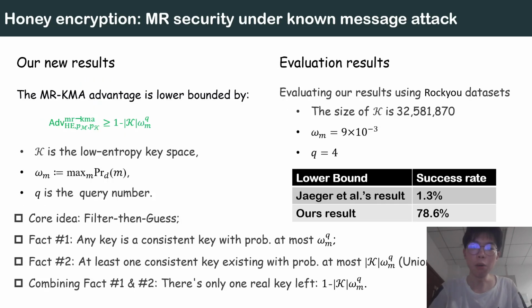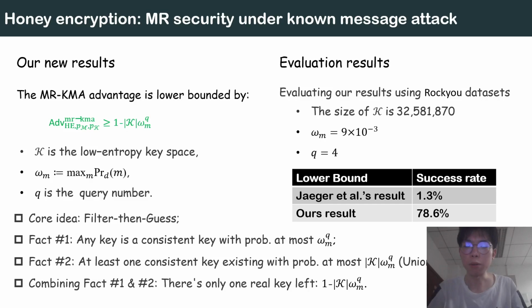To depict the global picture of the MRKMA advantage, our attack strategy is for the MRKMA adversary to first obtain Q plaintext-ciphertext pairs by querying the encryption oracle, then enumerate all low entropy keys to decrypt the Q ciphertexts, and compare the decrypted plaintexts with the original plaintexts to filter out some invalid keys. We call the remaining unfiltered keys the consistent keys. Note that the real user's key must exist in the consistent key set.